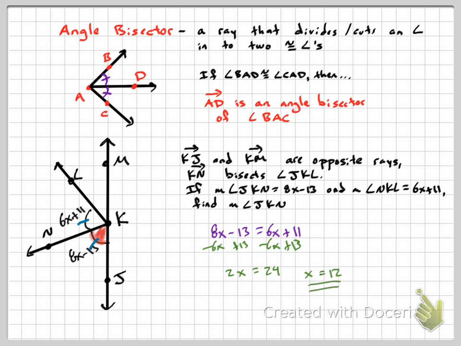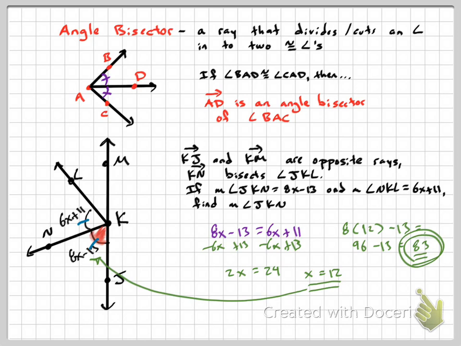Once I know x equals 12 and I'm trying to find JKN, I plug it into that equation over there. So 8 times 12 minus 13 is going to give us our angle measure. So then 8 times 12 is 96 minus 13. 96 minus 10 is 86, minus 3 more is 83. So our final answer is 83 degrees.